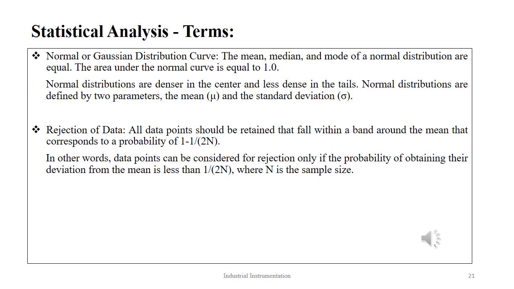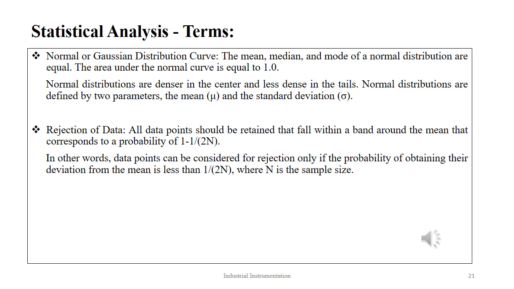The median, mean, and mode of a normal distribution are equal. The area under the normal curve is always equal to 1. Normal distributions are denser in the center and less dense in the tails. Normal distributions are defined by two parameters, the mean, mu, and the standard deviation, sigma.